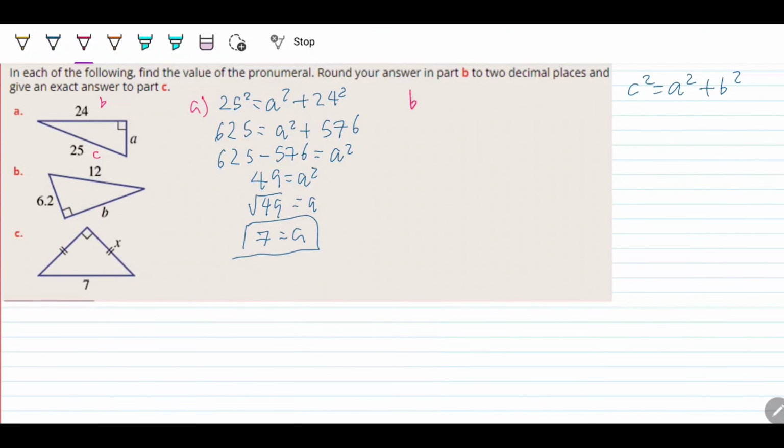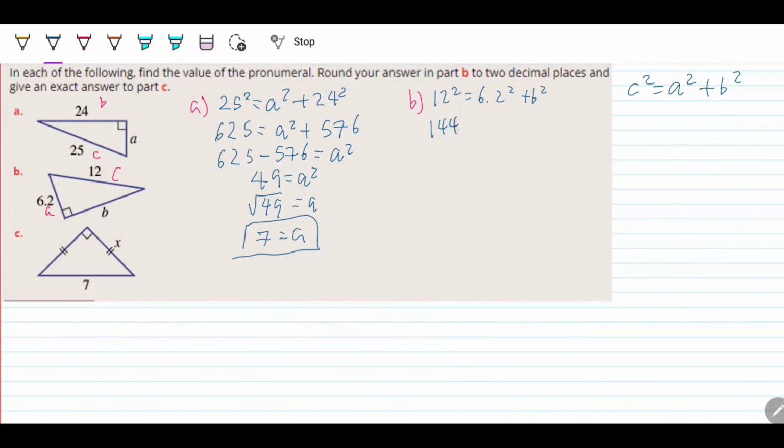Let's look at example B and give this one a go as well. So once again, we have 6.2 and 12. We're going to label our hypotenuse first, so that's always opposite the right angle. That's C, that's going to be A, and that has to be B. So let's fill in these values. C squared is going to be 12 squared equals A squared plus B squared. A squared is 6.2 squared, plus B squared, which we'll leave as is.